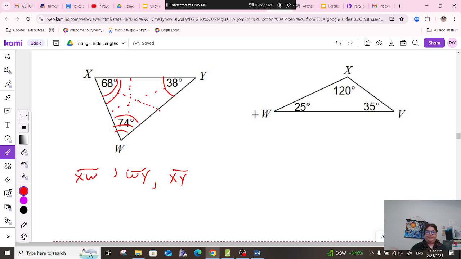So for this one, the smallest angle was here. So you had XV. The next one was WX. And then the last one was WV.